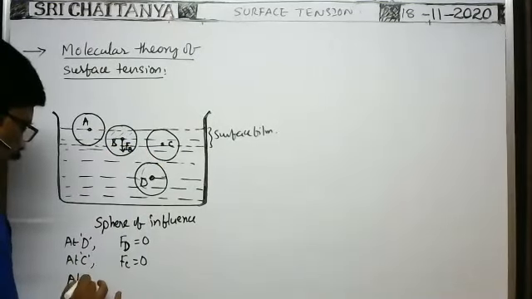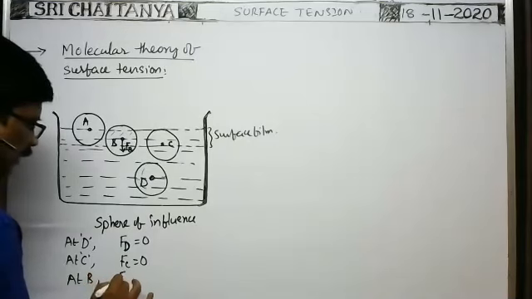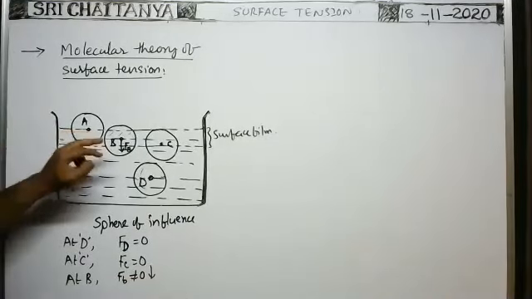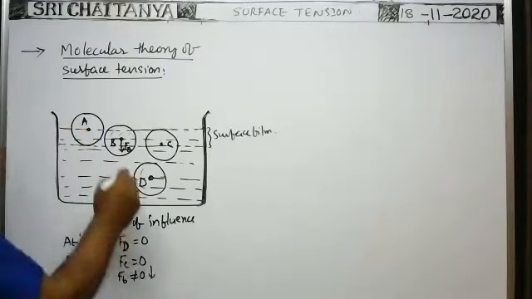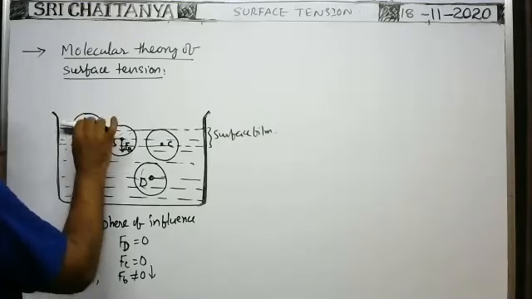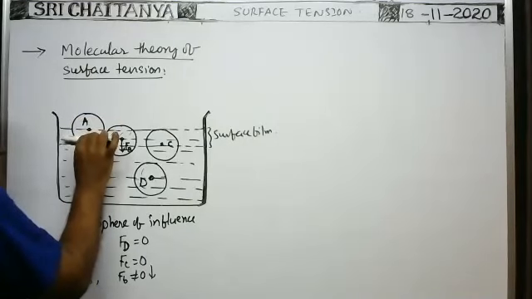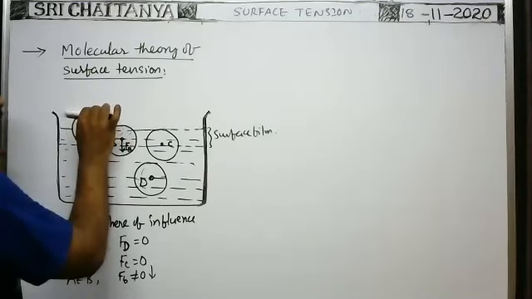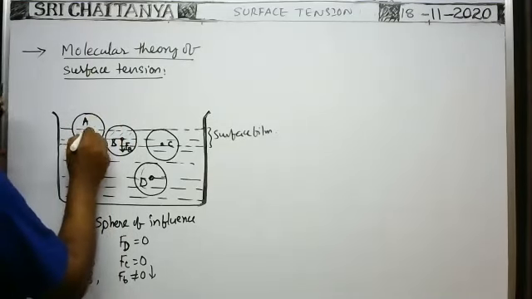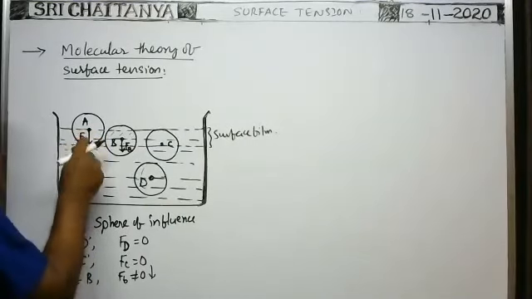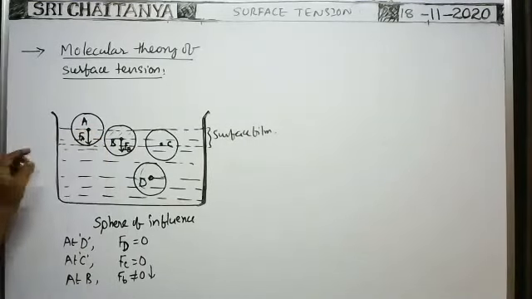At B, Fb is not equal to 0 but downwards. Suppose you consider the molecule here on the surface of the liquid. The number of molecules in the lower half of the sphere of influence is very large, and in the upper half of the sphere of influence no molecules are there. That's why the net cohesive force acting on this molecule at A on the surface will be more.